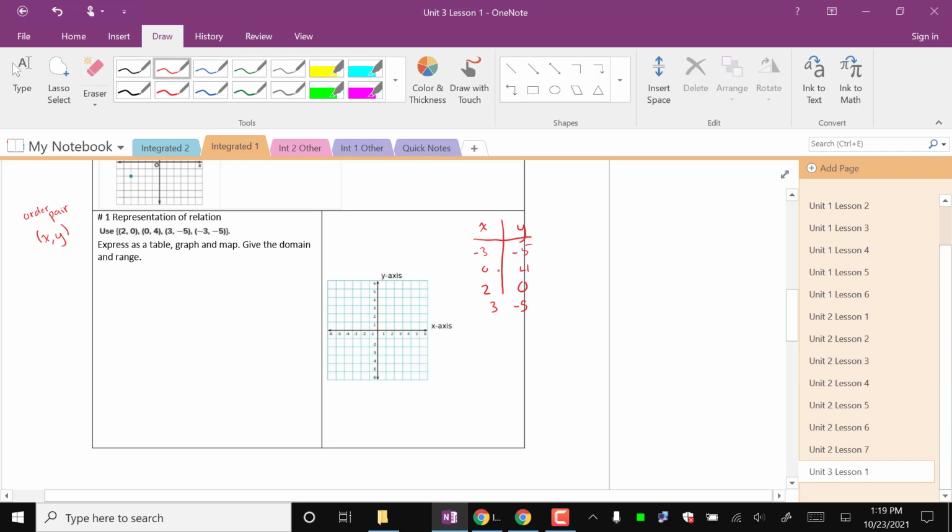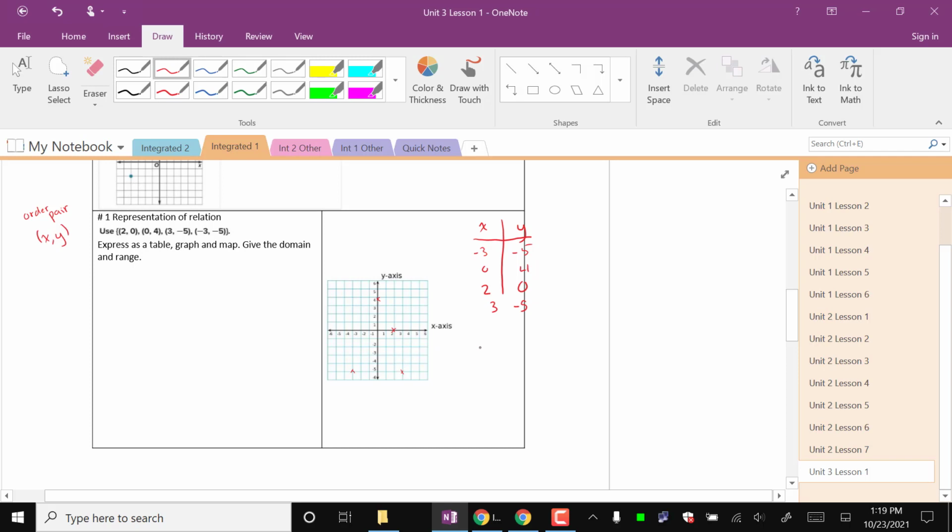So now I want to plot these points. So the first one is at -3, 5. So we're going to put a point at -3, 5. Then we're also going to put a point at 0, 4. Then at 2, 0. And lastly at 3, -5. So we put our points for each of those.